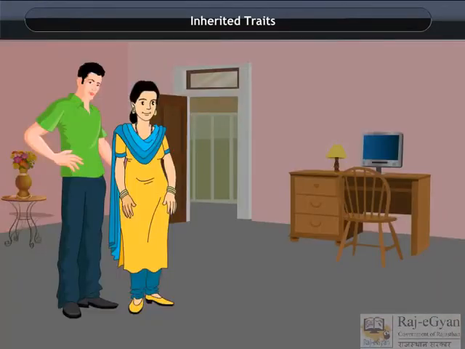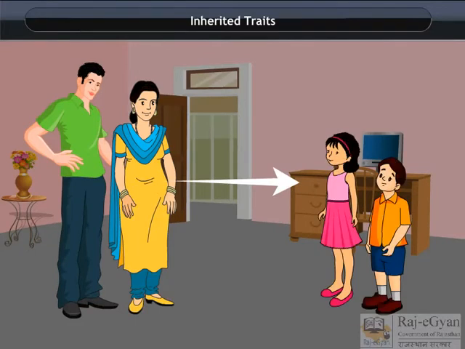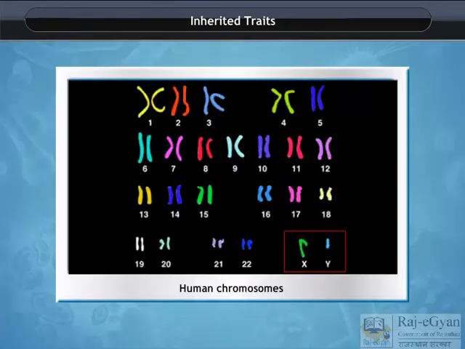The progeny inherit the traits from the parents. These traits are physical features like hair color, height, skin color and nose. You appear similar to your parents because you have inherited these traits.